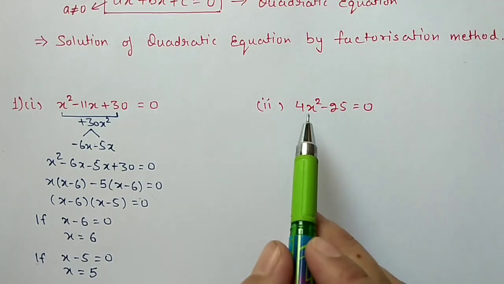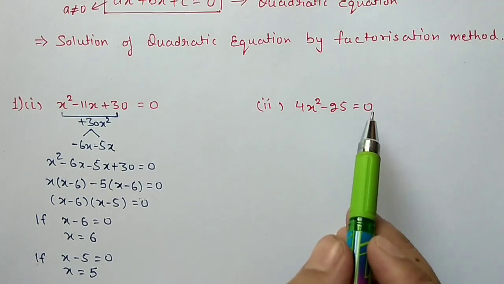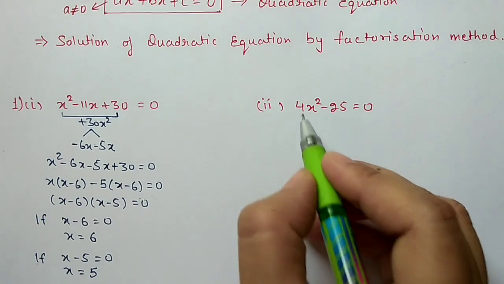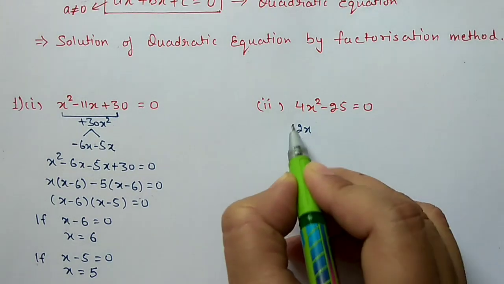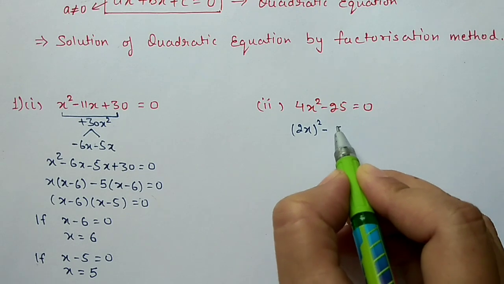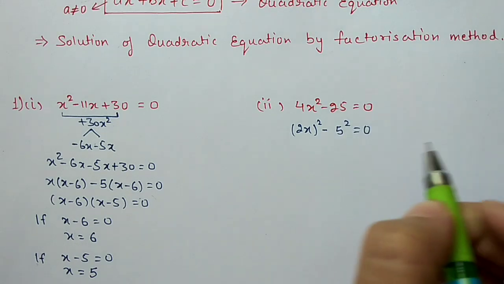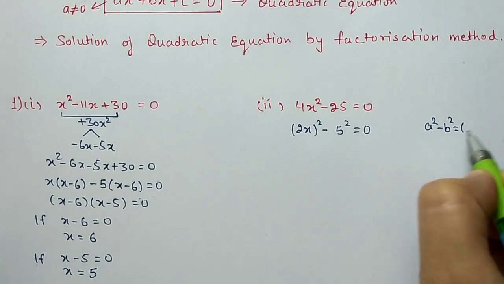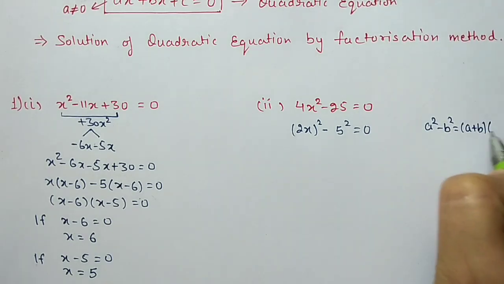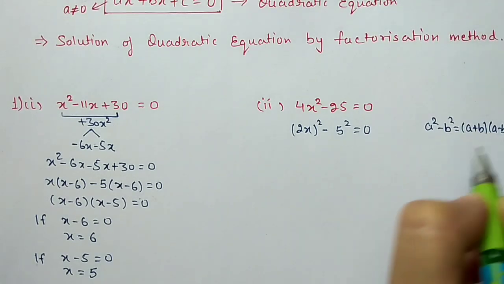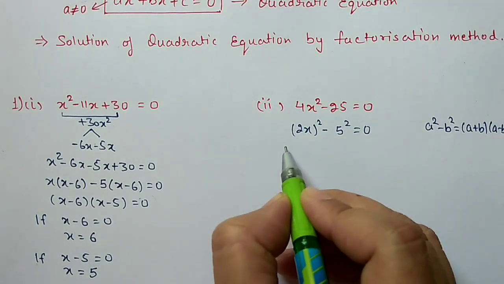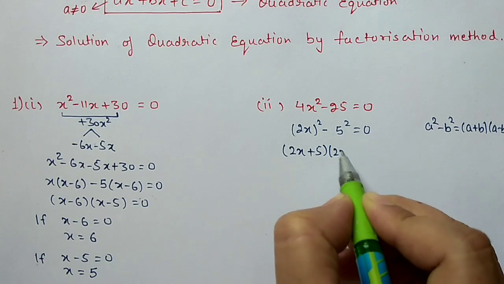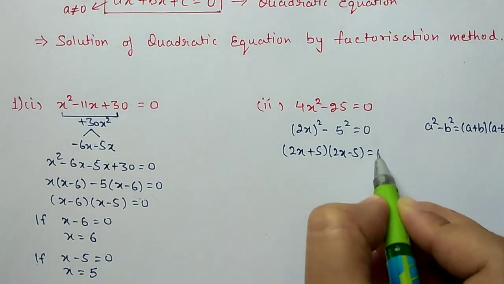Second part, 4x square minus 25 equal to 0. Here we can use the a square minus b square identity. This we can write as 2x whole square minus 5 square equal to 0. As we know, a square minus b square is equal to a plus b into a minus b. So we'll use this identity here. This we can write as 2x plus 5 into 2x minus 5 equal to 0.